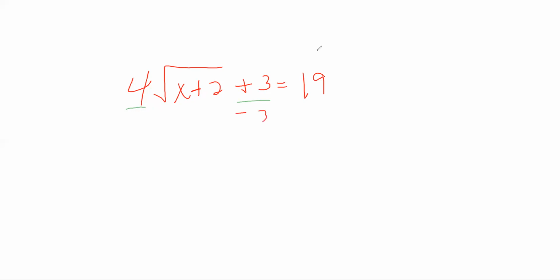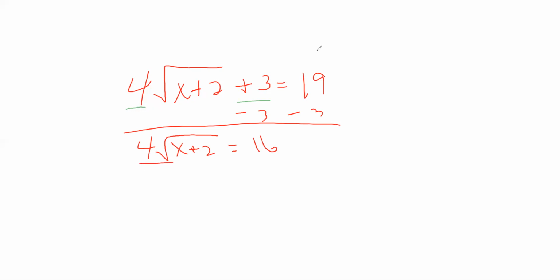So I'm going to subtract 3 from both sides first. So this 4 is going to stay. Square root of x plus 2 is going to stay. Equals 16. Now, how do I get rid of that 4?